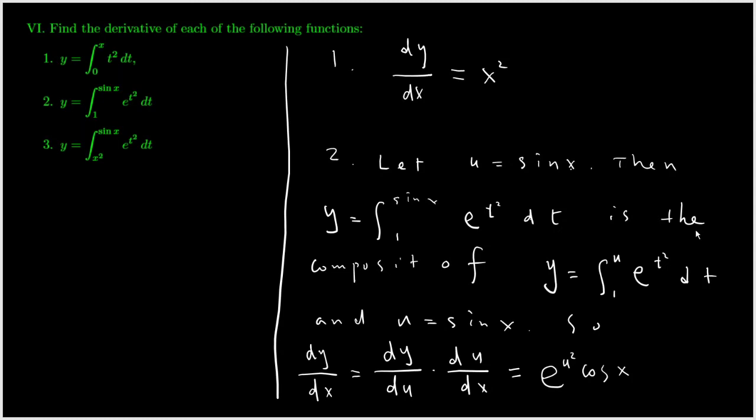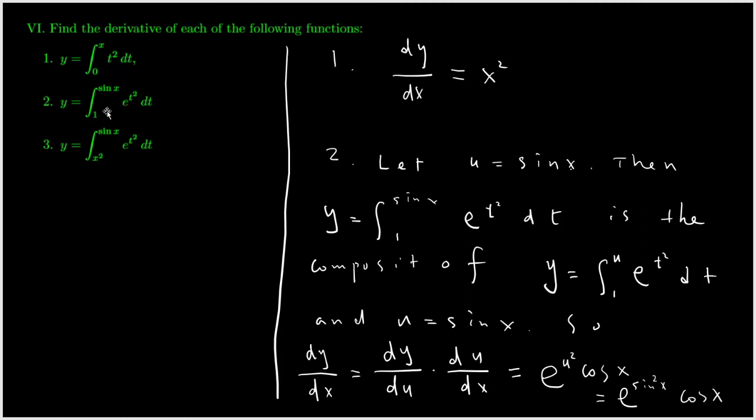That's not the final answer yet. The given function is a function of x. To compute dy over dx, we are trying to differentiate y with respect to x. Now the final answer, with u equal to sine of x, should be written as a function of x: e to the power of sine of x, the whole thing squared, times cos of x. That is the final answer.